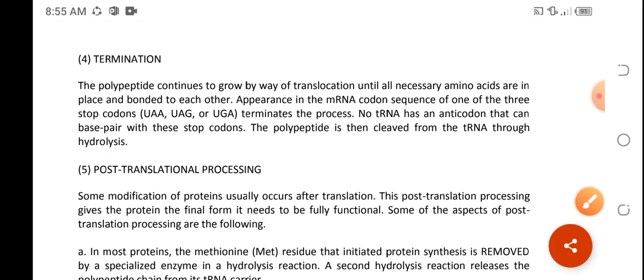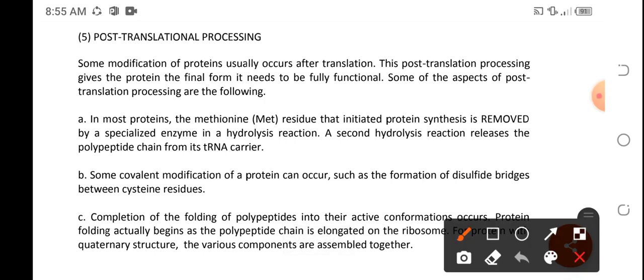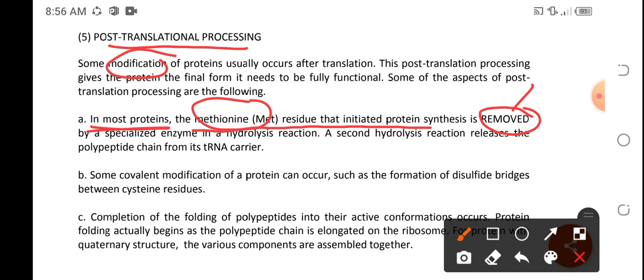Now, the last step for translation is the post-translation process. For this, ang nangyari lang dito, there would be some modifications dun sa proteins na na-produce. Ano-ano yung mga modifications na to? Yung methionine, which is the first amino acid in the produced protein, yung iba tinatanggal daw nila. These methionines in some or in most proteins, the first amino acid are being removed.